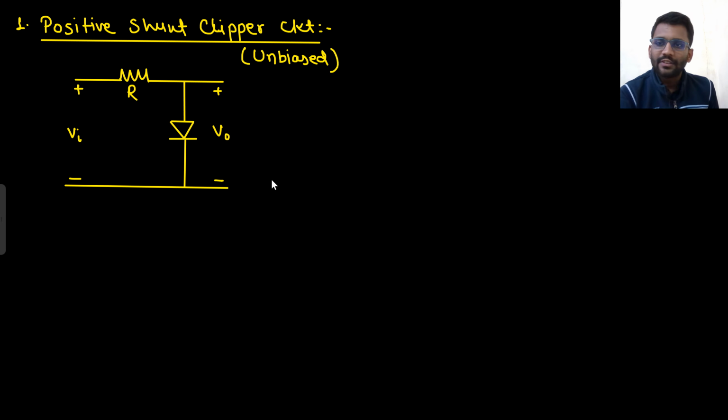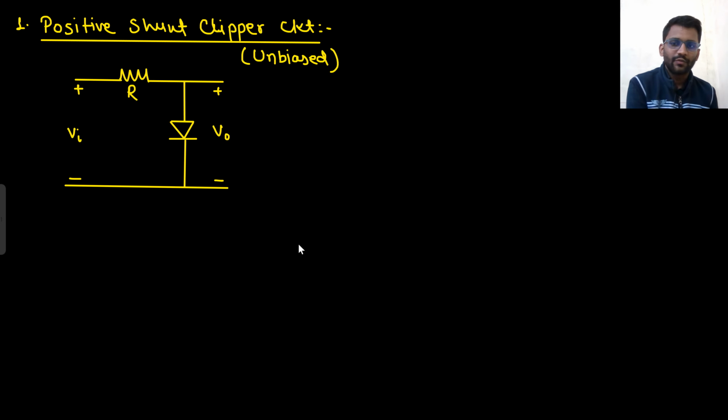Hello everyone. So now we will study about shunt clipper circuit. So here output and diode will be connected in parallel. In series clipper circuit, output and diode were in series. Okay. So first we will study positive shunt clipper circuit. Why is it called positive? Because positive part will be clipped off.